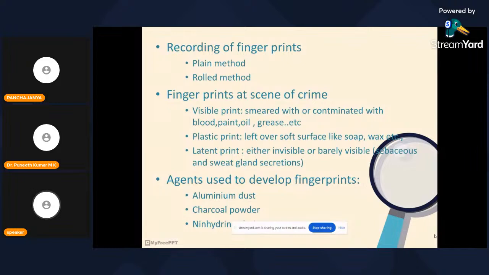For example, when we touch a wall or paper without any agent, the print will be there but it will not be visible. When aluminium powder, charcoal powder or ninhydrin solution is applied, we get a certain pattern. That is called developing of fingerprints using these powders. It is very helpful in reading the ridges, curls, whorls or any other patterns.